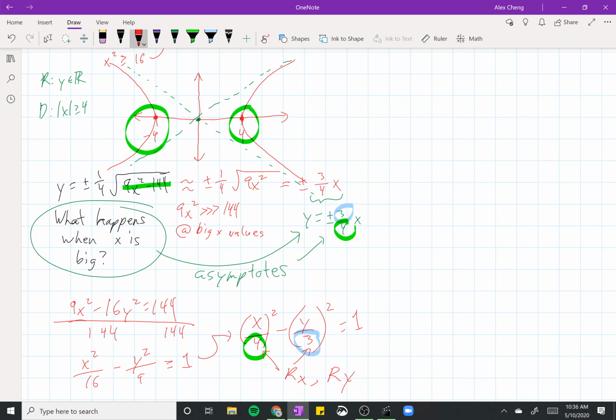Okay, so there's definitely more to talk about. We'll do more examples of this in the next video, and also figure out, how do I know which way the hyperbola even opens up? Okay, so keep an eye out for the next video.